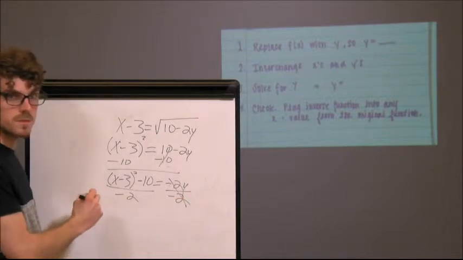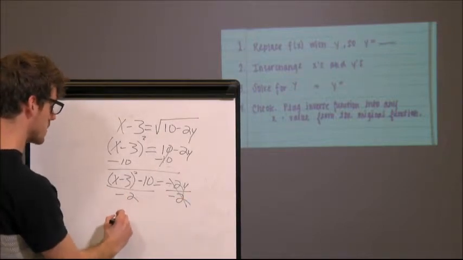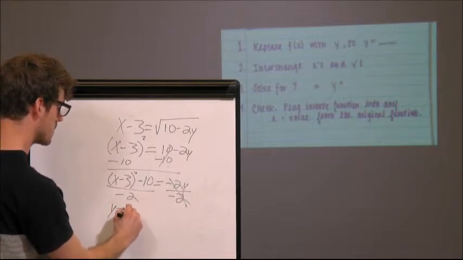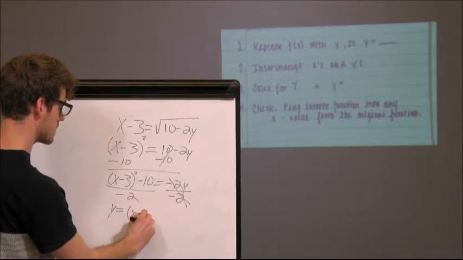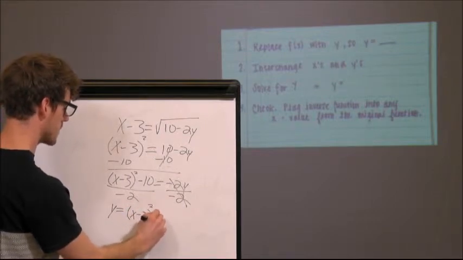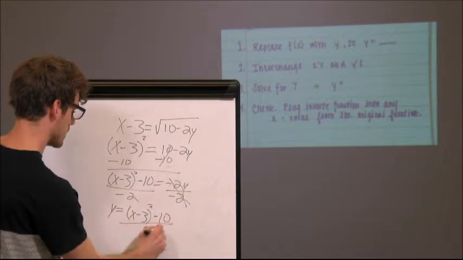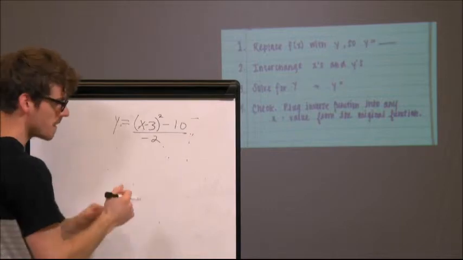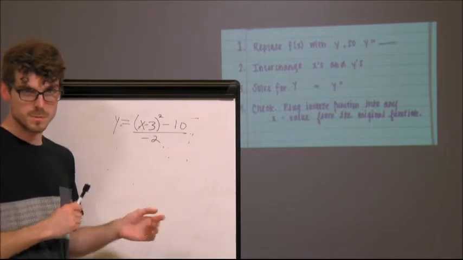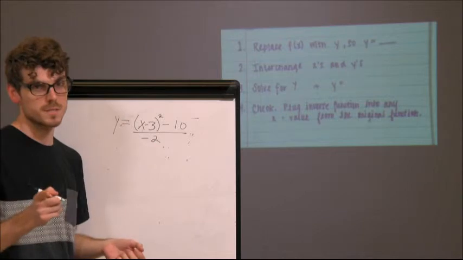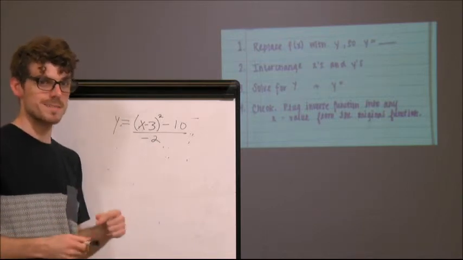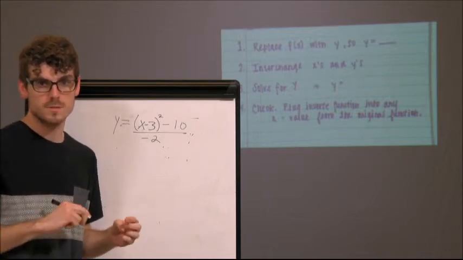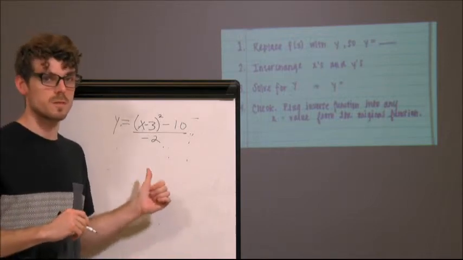Alright, and then this leaves us with the inverse function of y equals (x minus 3) squared minus 10 divided by negative 2. So now that we have our supposed inverse function, what we need to do is verify that it actually is an inverse. And as we had mentioned before, step number 4 is to plug this into the original function.